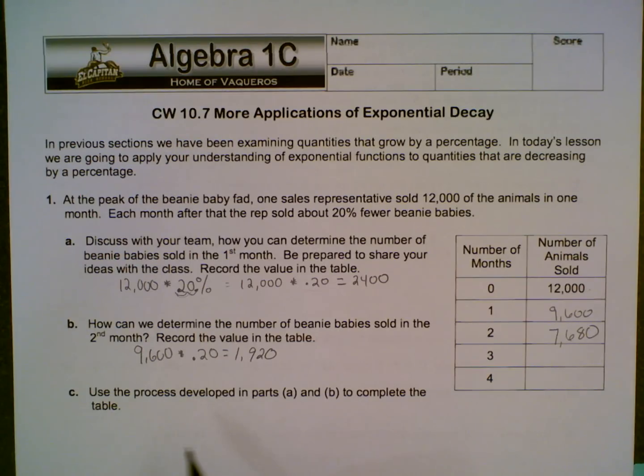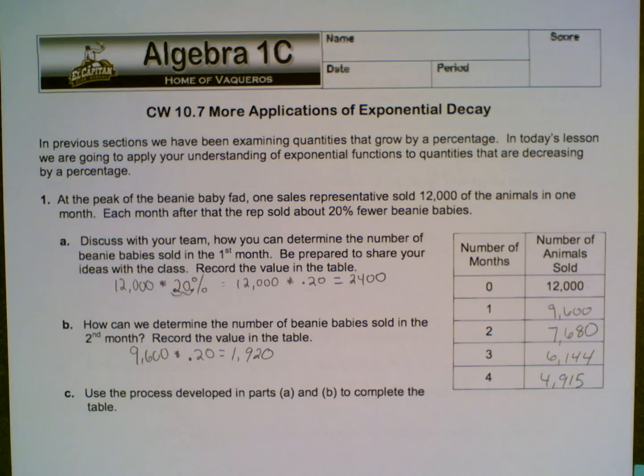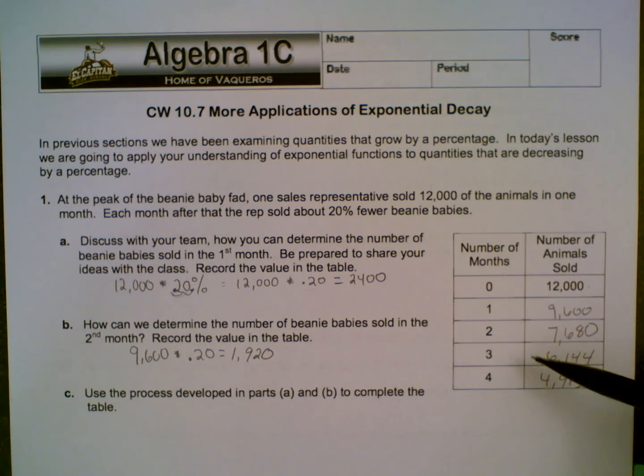All right, C, use the process developed in parts A and B to complete the table. So I'm going to keep doing that. So go ahead and pause your video and then complete the table and find how many Beanie Babies were sold in month 3 and in month 4. All right, so that's what our table should look like. We've got 6,144 after the third month, and we sold 4,915 after the fourth month. Be careful, there was a decimal for that one, but once again, we want to round to the nearest Beanie Baby. So decimals don't make sense in this case.